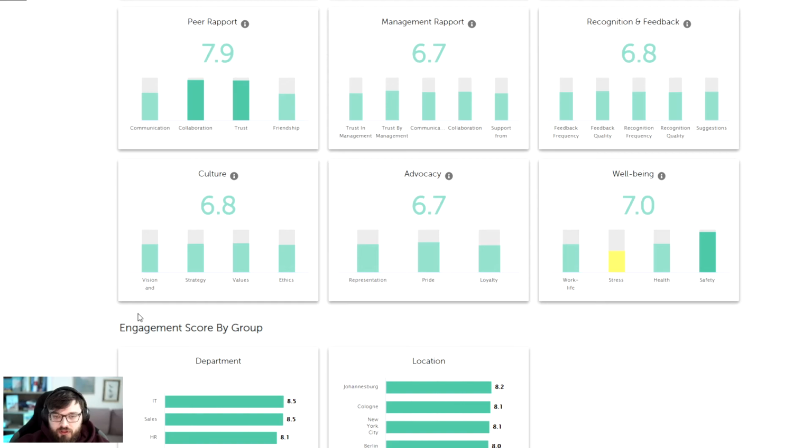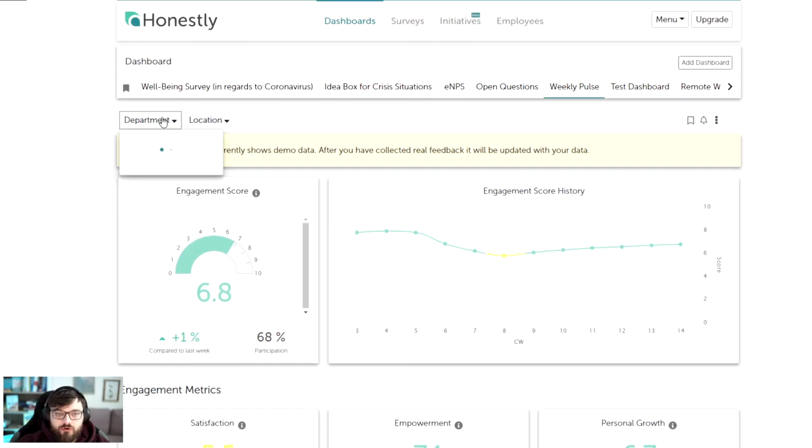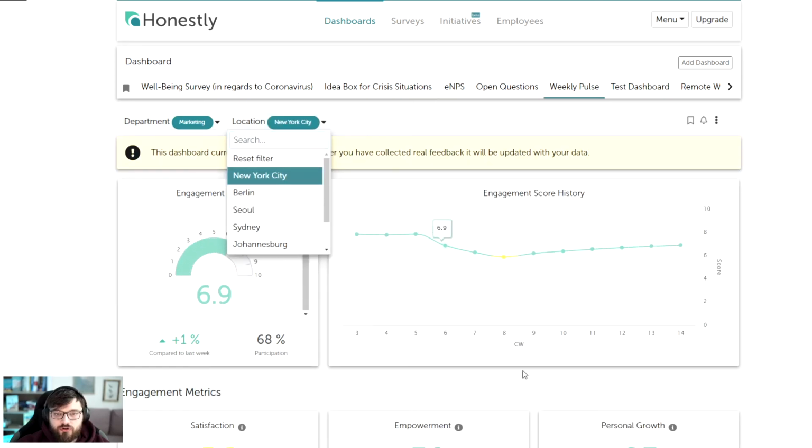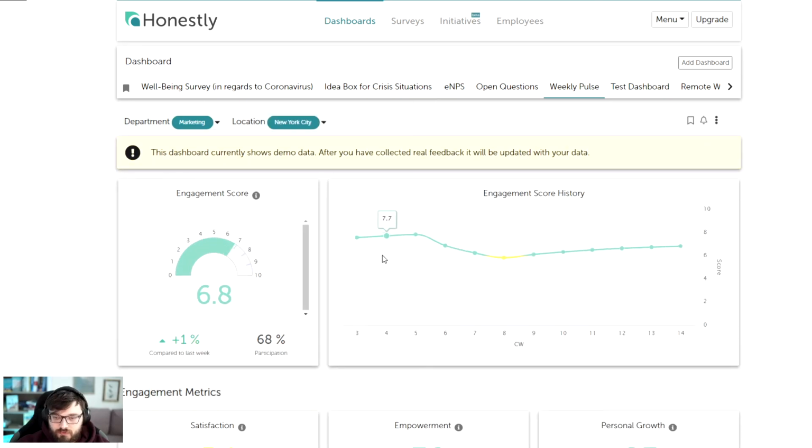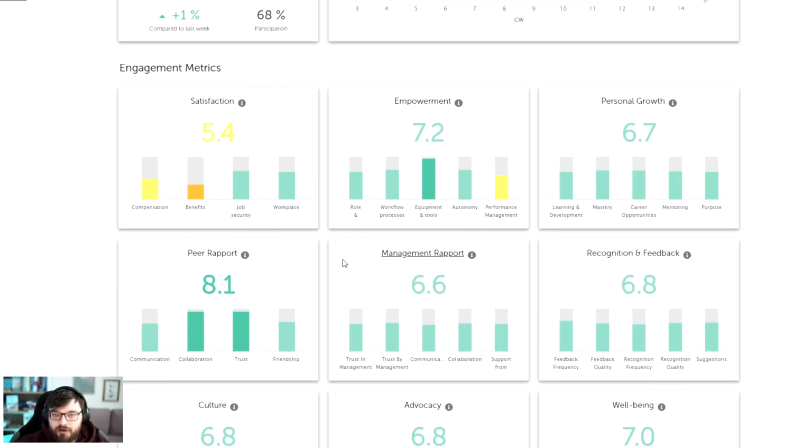At the very bottom, you can see already a visualization of the engagement score. That's the overall aggregate score by several filter variables. In this data set, we only have location and department, so these are the ones being displayed here. But if you want to look more granularly at the data, you can just scroll up and, for example, say, hey, I want to know how my marketing people in New York City are doing. And then it will filter the data by these variables. And now we know how the marketing people in New York are doing.